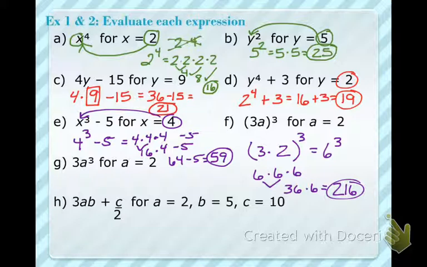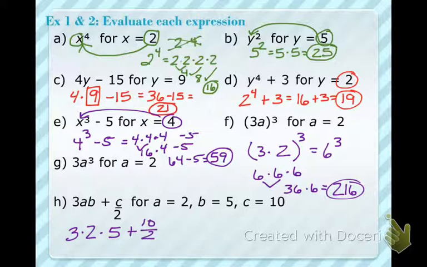Okay, H. Ooh, this one has a lot of variables involved in it. Oh, that's what I did wrong. I switched the 3 and the 6. Right. 3 times A, which is 2, times B, which is 5, plus C, which is 10, over 2.